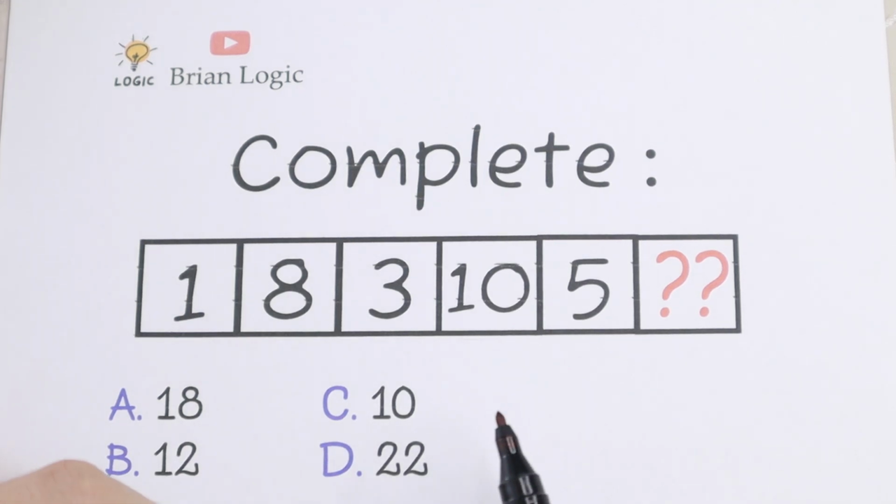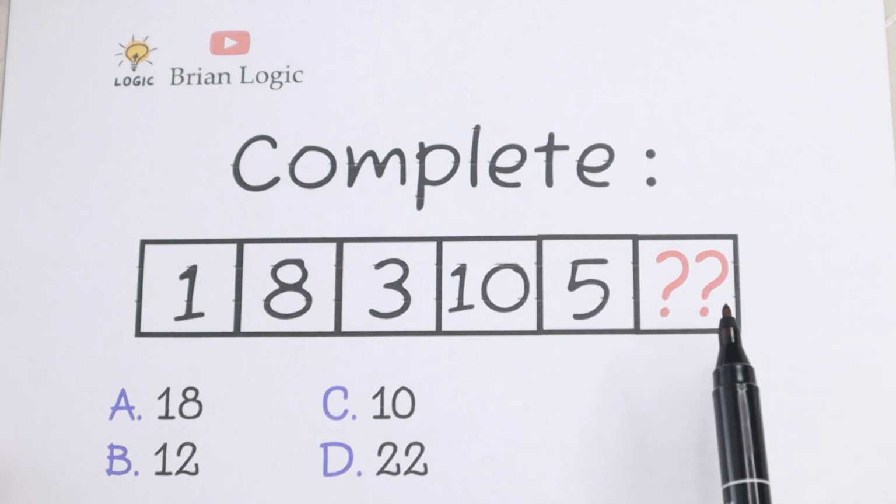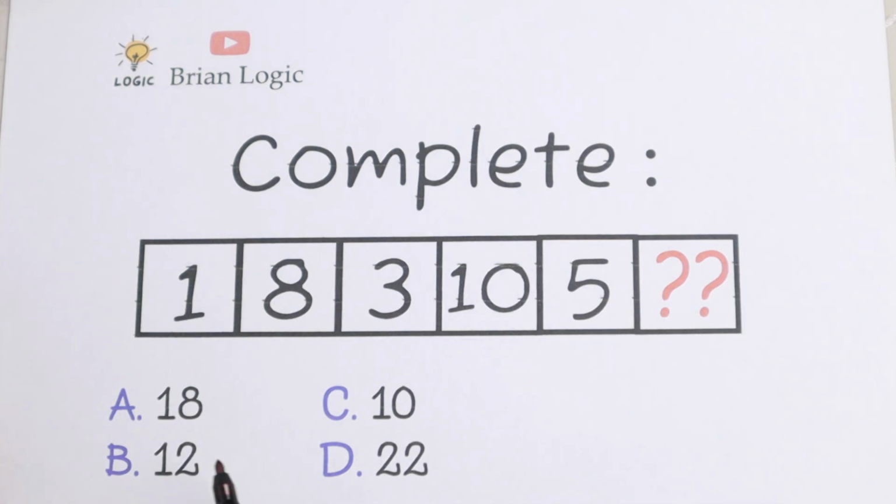In this video we are going to solve this interesting brain test. We need to complete this numeric series. We have 1, 8, 3, 10, 5 and we need to find the last number. How can we do this? On the bottom we have a lot of options. We have 18, 12, 10 and 22.